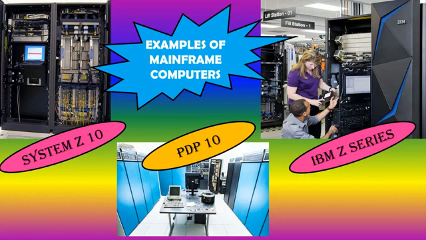Now these are the examples of the mainframe computers. First one is System z10. Then we have PDP-8 and the IBM Z series. You can see the size. They are too big.